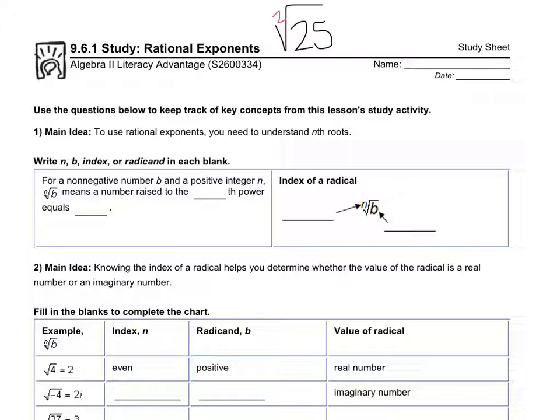So for a non-negative number b and a positive integer n, the nth root of b means a number raised to the nth power equals b. And so this is called the index. The n is the index, and the b is what we call the radicand. So just some vocabulary there.